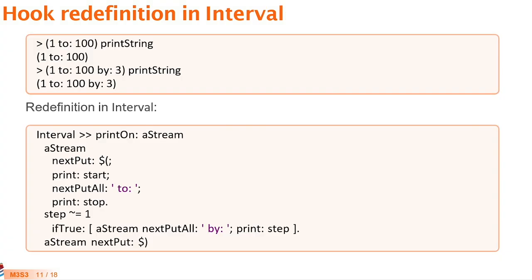Let's have a look at another example, for example, the interval class. Inside the interval class, the printOn method has been redefined to display the start index of the interval, which is displayed there, then the stop index of the interval, which is displayed there, and maybe the step of the interval there. Just by redefining the printOn hook inside the interval class.